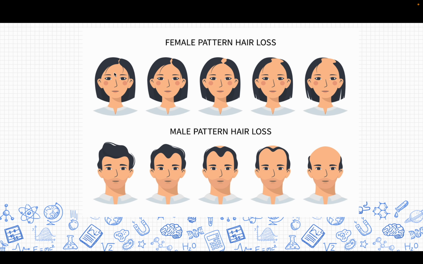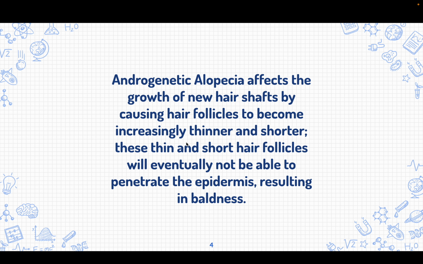And then this is an image just showing the way that the disorder presents itself in females and in males. You can see that here in females, the hair thins at the crown of the head. In males, it's like a receding hairline, which progresses into hair loss at the crown of their head and then total baldness. And androgenetic alopecia affects the growth of new hair shafts by causing hair follicles to become increasingly thinner and shorter. These thin and short hair follicles will eventually not be able to penetrate the epidermis, resulting in baldness.